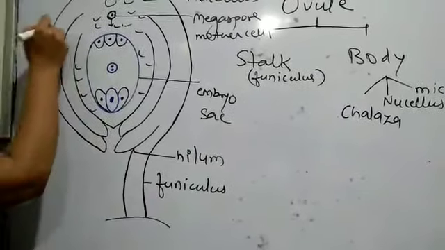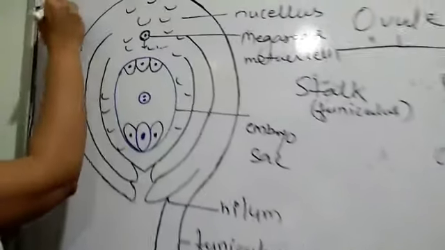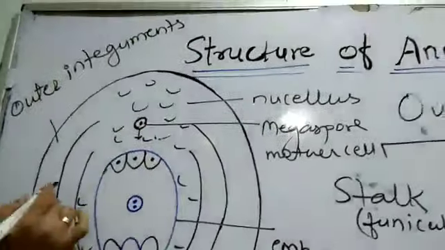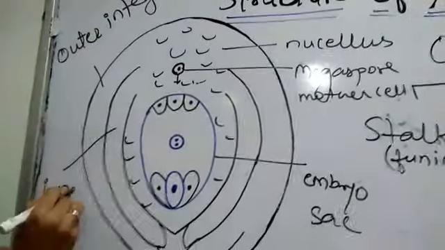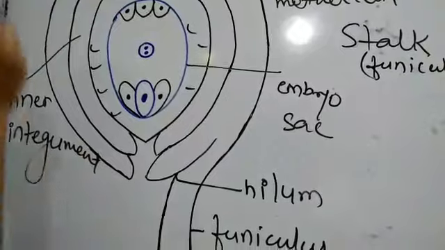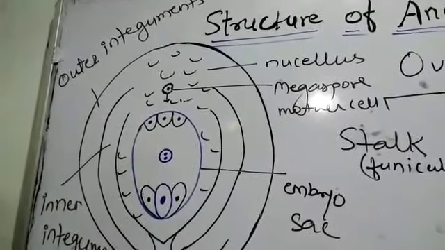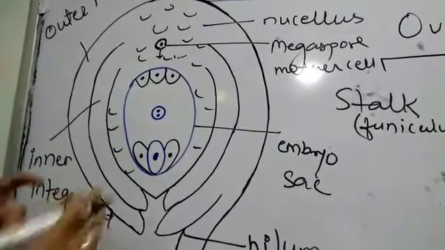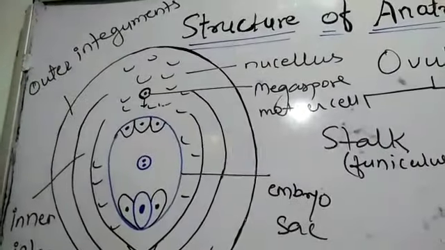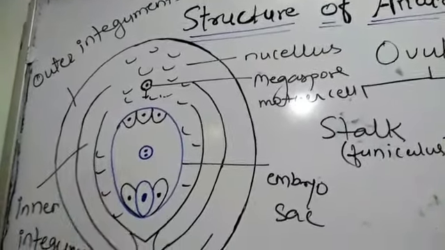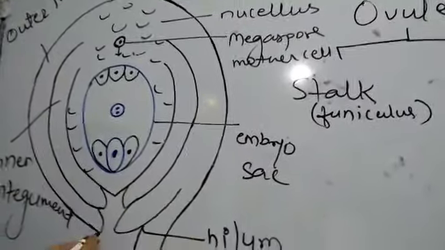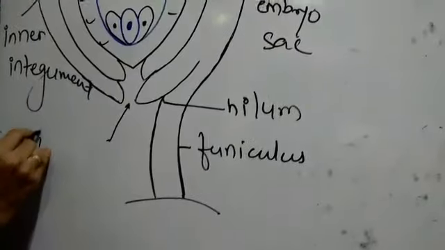There are two coverings, so obviously there is an outer covering known as the outer integument, and the inner covering known as the inner integument. These integuments will later form the seed coat when the ovule converts into a seed. Now, these coverings show a narrow opening known as micropyle.